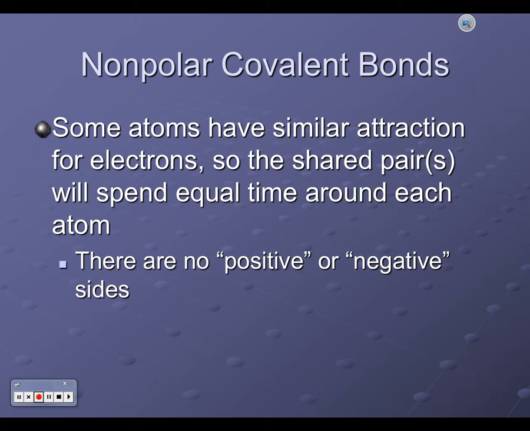So, some atoms have a similar attraction for electrons. So when they are sharing electrons with other atoms, there's a nice and even distribution. When we say some atoms have a similar attraction for electrons, we might also state that some atoms have a similar what? Electronegativity. And that results in no positive or negative sides. That will make a little bit more sense here in just a second.